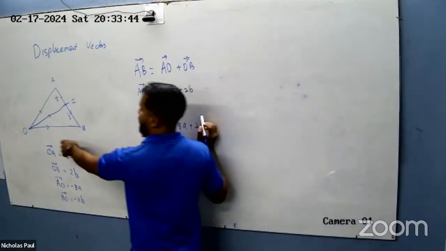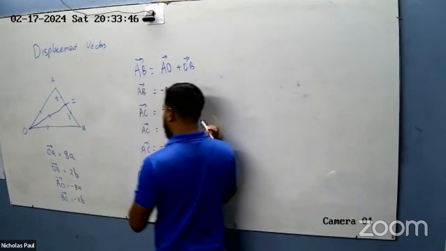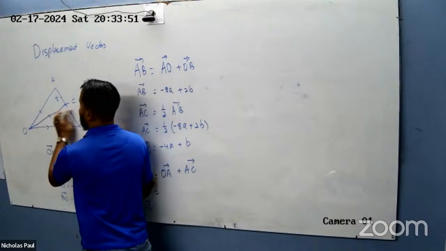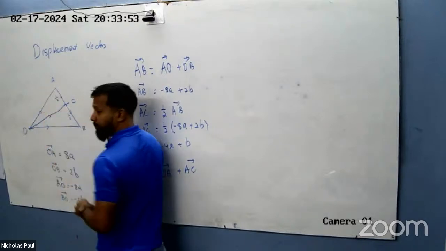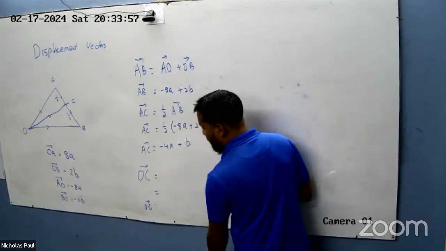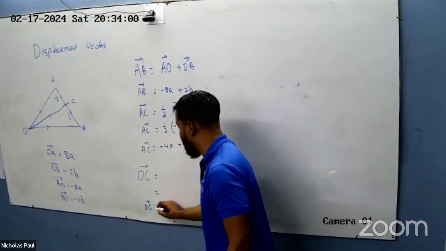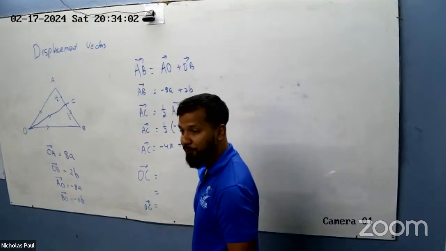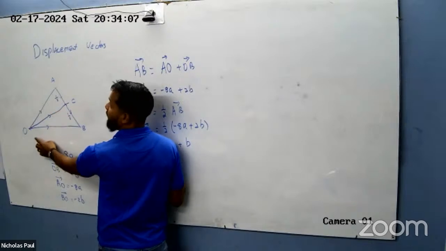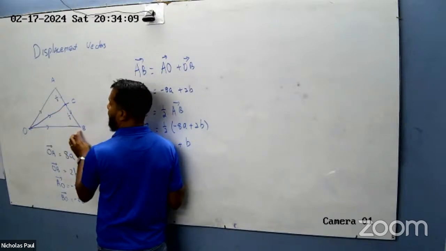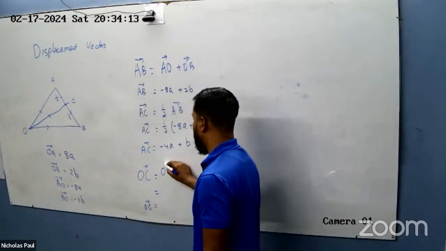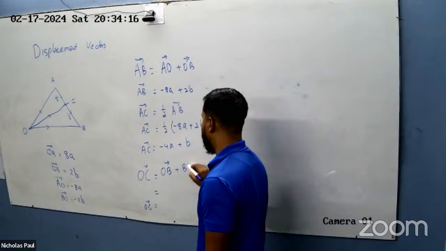Now, you draw your line, O to C. And how do you find OC? OC is O to A to C. All right? But because we did this already, I am going to do it a different way and show you that you'll get the same answer. O to C, instead of going here, could also be O to B, B to C. Right? So I am going to do O to B plus B to C.